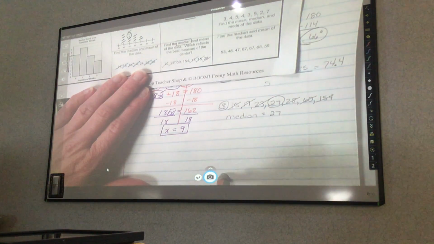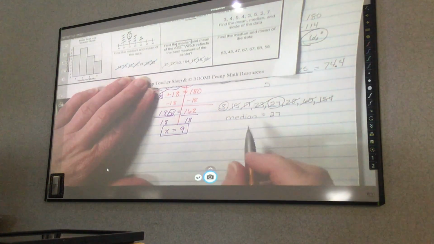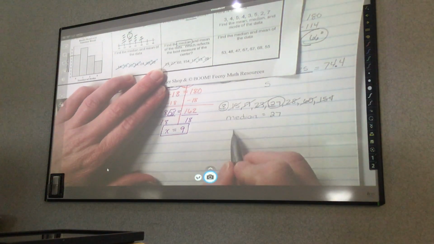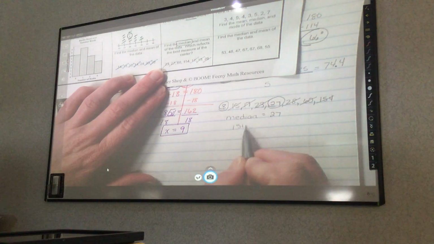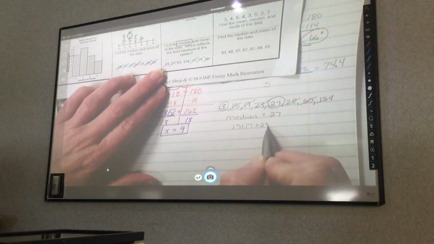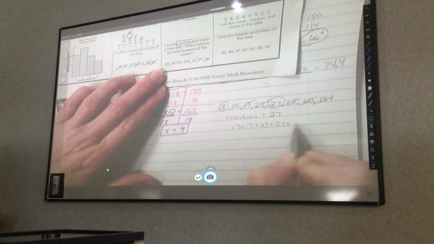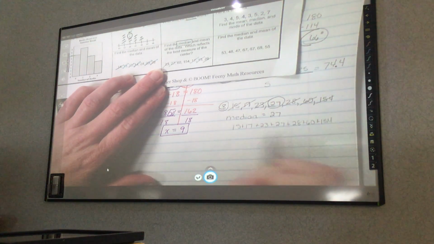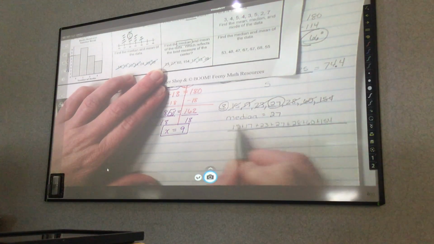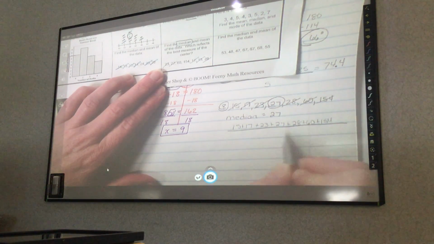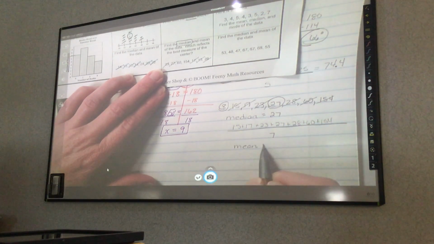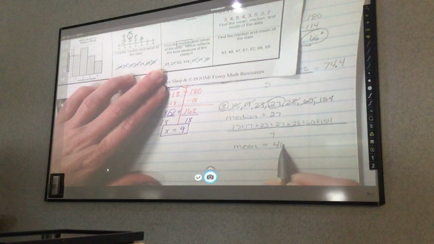I want you to know that that's what the median is. Then you have to show me that you're adding the numbers. I can leave them in this order because I know I've written them all down. 15 plus 17 plus 23 plus 27 plus 28 plus 60 plus 154 divided by 1, 2, 3, 4, 5, 6, 7. So the mean equals 46.29.